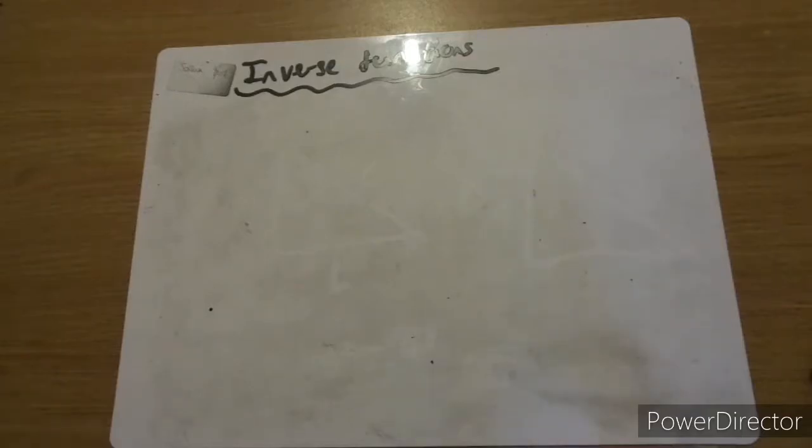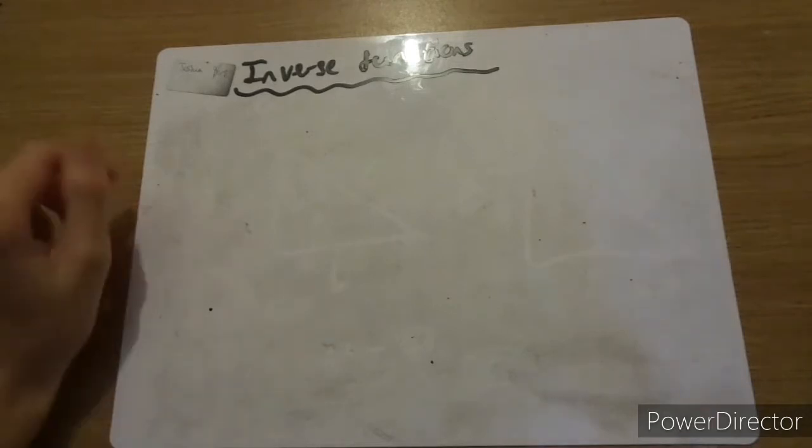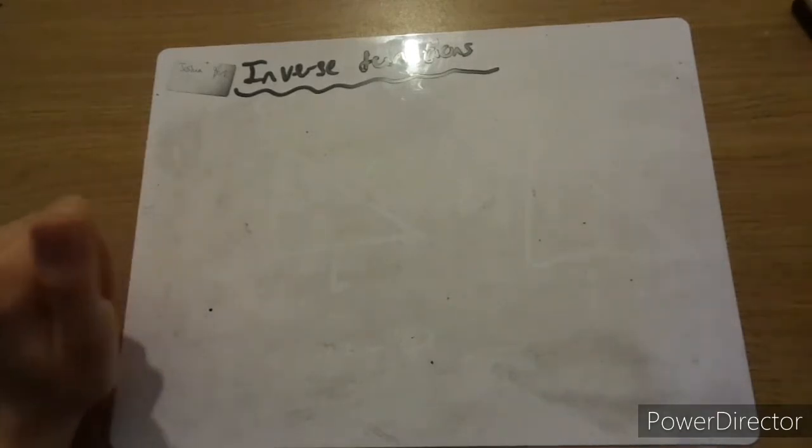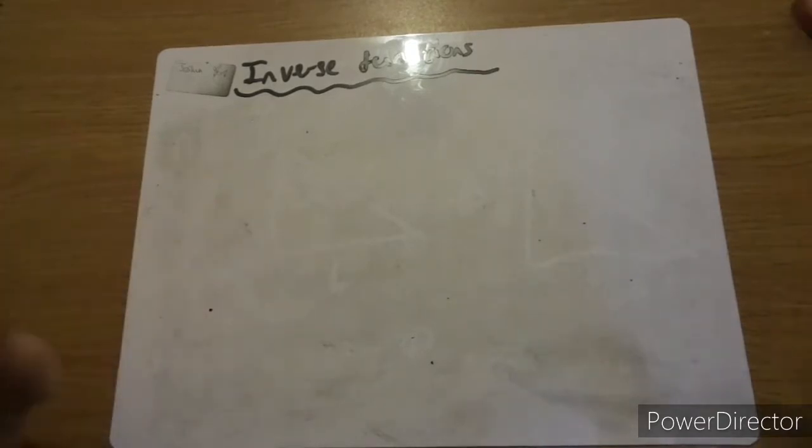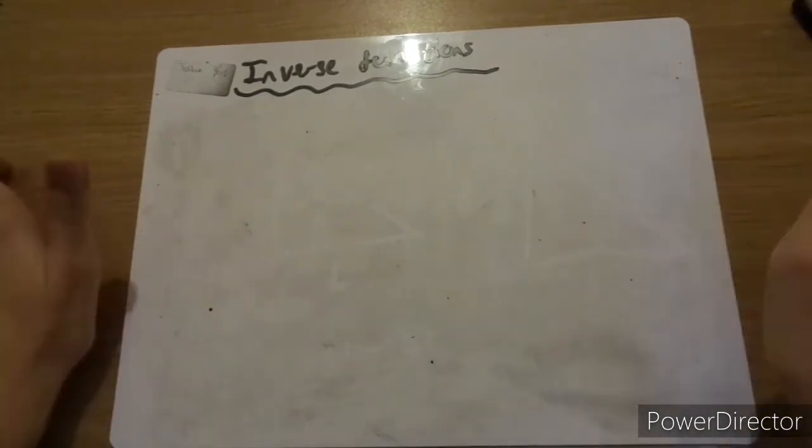Hey guys, I'm Josh, welcome back to the video. So I am going to be teaching you how to do inverse functions, which is grade 7 at GCSE, and you only do it if you're in higher tier maths. An inverse function is where you take an output to find an input. So it's basically the reverse of a function.